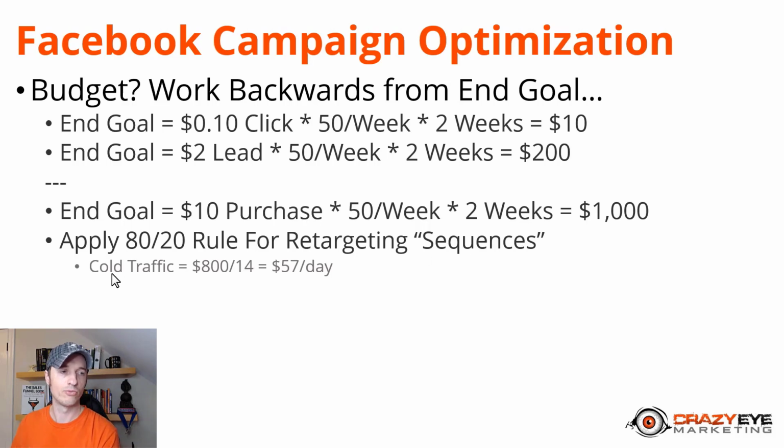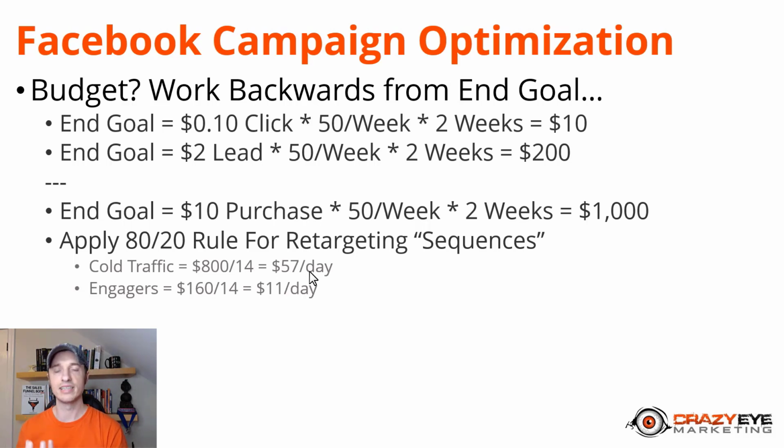So to break it down, we have cold traffic, let's say 80-20. So if we're spending $1,000, 80% of our budget is going to be on cold traffic, so that's $800 divided by 14 days, so we can expect to spend about $57 per day on cold traffic.